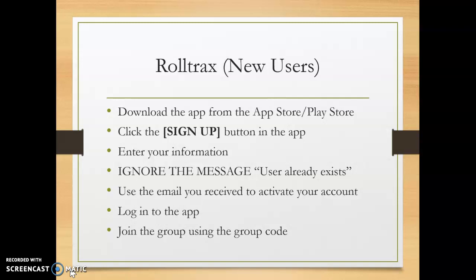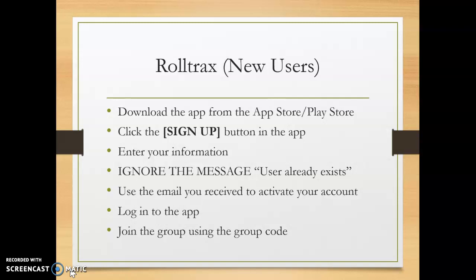These are the steps to sign up for Roll Tracks. You'll go to the App Store, download it, and click it on your phone. It'll have a sign up for the class option. You'll enter your information in. If there's an error message that says the user already exists, just ignore that message. We're still in beta test mode, and I entered some of you in already. You'll receive an email, and you'll use that email to activate your account.